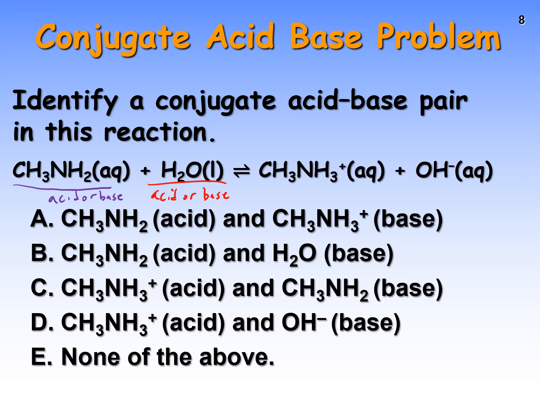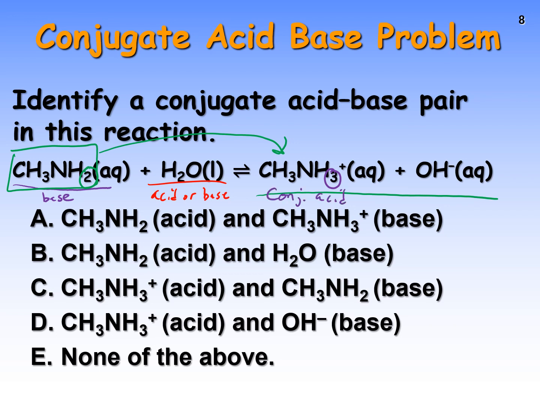We determine this by looking at our products, right? What happened to this guy on this side? It became this thing. And if we look, we have two hydrogens here on the reactant side, but on the product side, we now have three hydrogens. This tells me that CH3NH2 gained a hydrogen, or in other words, accepted a proton, making it the Bronsted-Lowry base. And this, its conjugate acid.